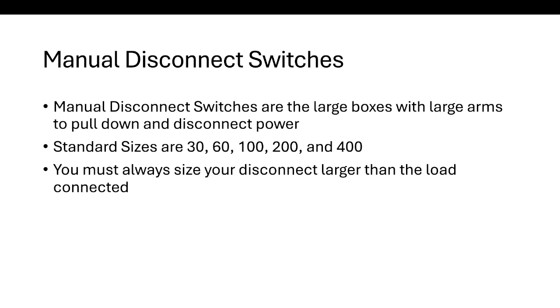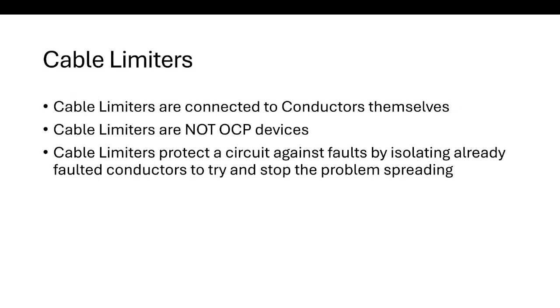But manual disconnect switches, they're the large boxes that you see with the big red arms that you pull down to disconnect the power. You'll usually see them as part of MCCs, wherever you just need an emergency disconnect. That's your most common form. Standard sizes for them are 30, 60, 100, and 200 amps. And you must always size your disconnect larger than the load that's going to be connected to it. So if you have a 31 amp load, you need a 60 amp disconnect switch.